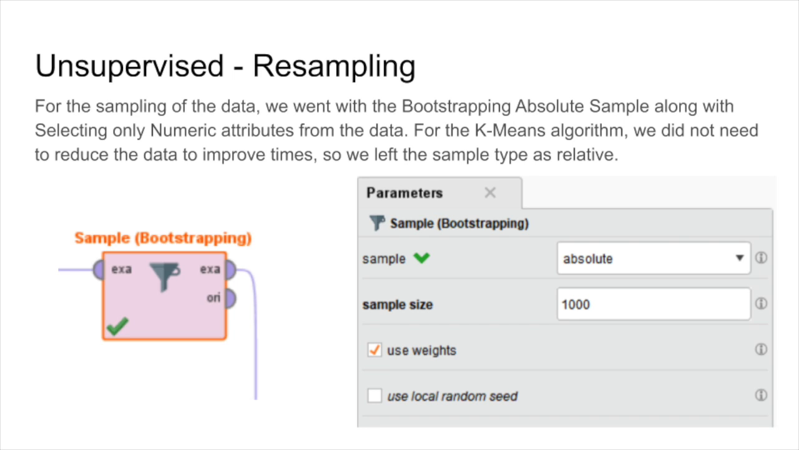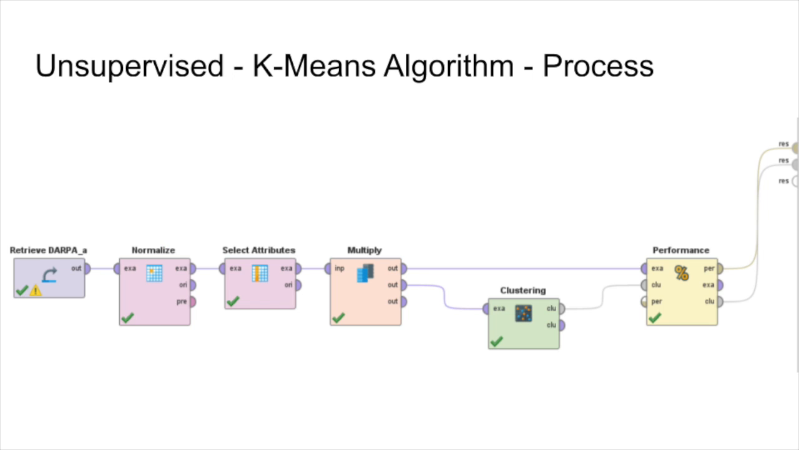For resampling the data, we decided to trim the data down a lot using absolute bootstrapping sampling. We kept the sample size at 1000 to reduce runtimes for the dbScan and expectation maximization algorithms. K-means ran at a much more reasonable time, so we left the sample type as relative with 100% of the data. Now to actually look at the RapidMiner processes used to test the different algorithms. For each process shown, they only contain dataset DARPA A, although I had recorded results for both datasets A and B. Once we resampled the data, we passed the data to the k-means algorithm shown here.